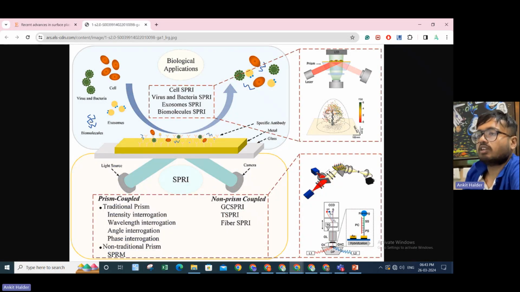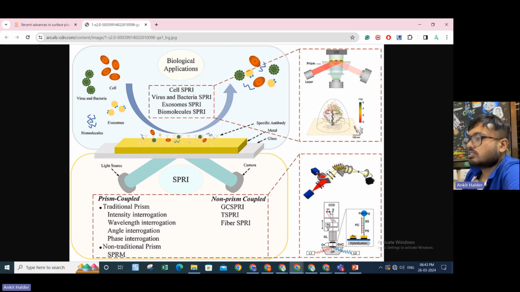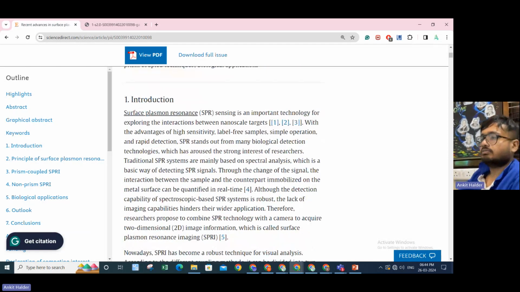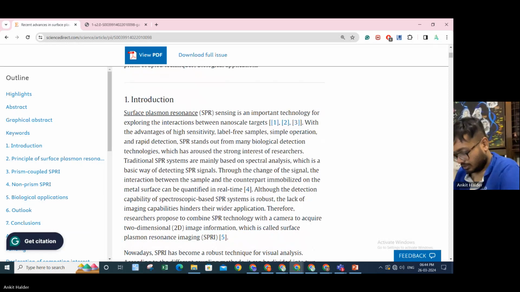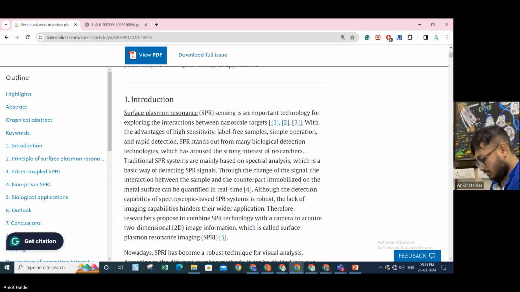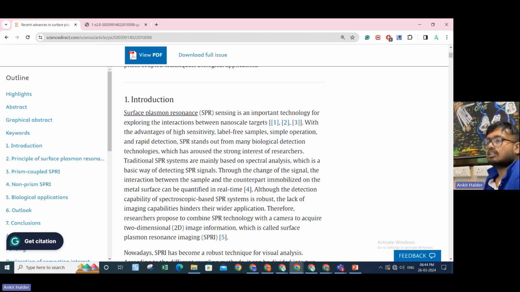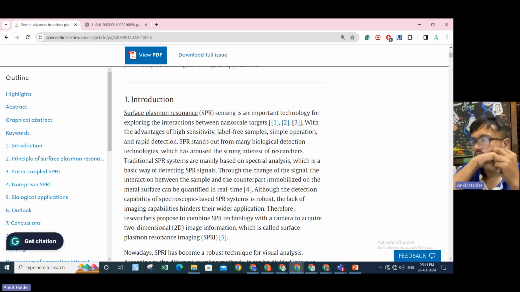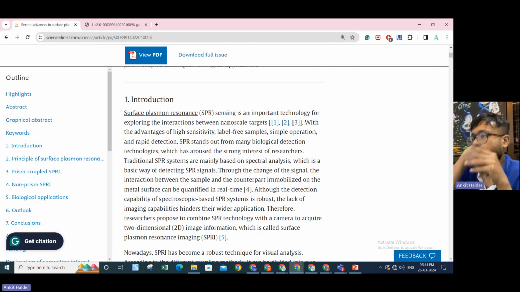This is how virus, bacteria, cells, exosomes, and biomolecules, the biological applications, can be detected using prism and light. It is an important technology for nanoscale targets, with the advantages of high sensitivity, label-free samples, simple operation, and rapid detection. SPR stands out from many biological detection technologies, which has aroused the strong interest of researchers.